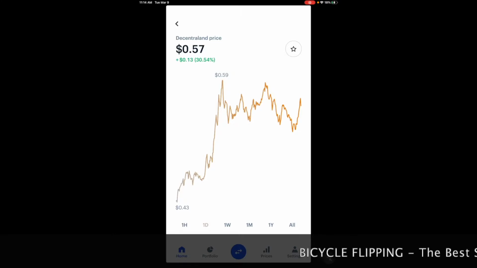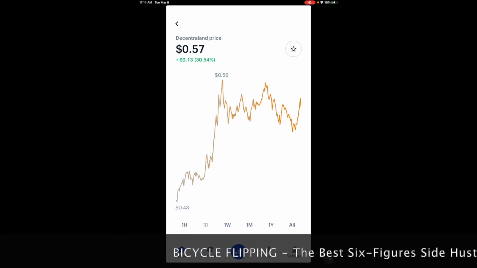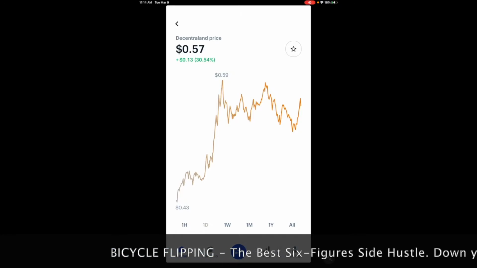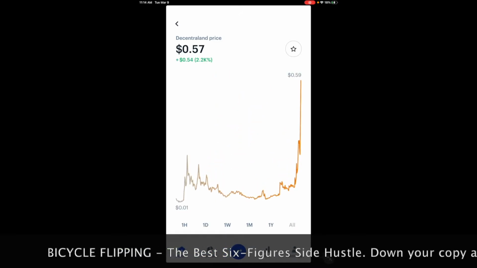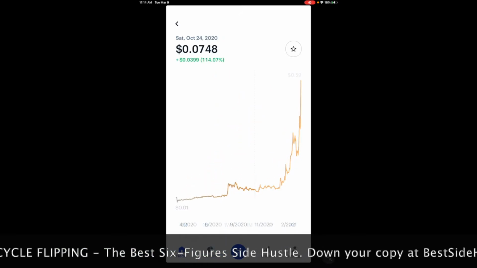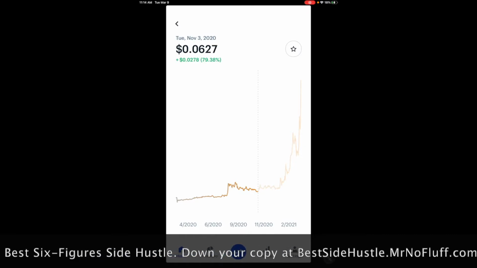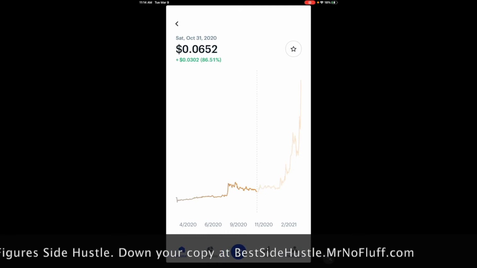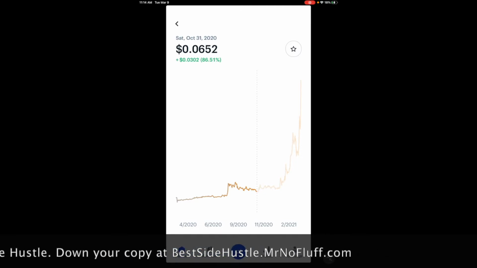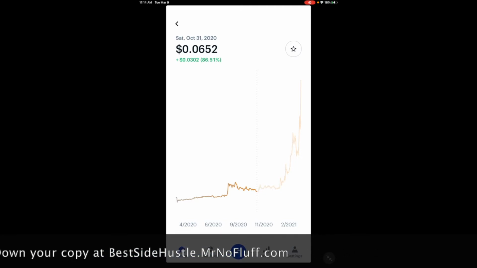Okay, Decentraland. Now, this is one of my favorite NFTs. But before I get into it, I'd like to explain that in October, when it was roughly around 7 cents before this pump, I got into it and I disclosed my playbook to my students. Now, not financial advice.